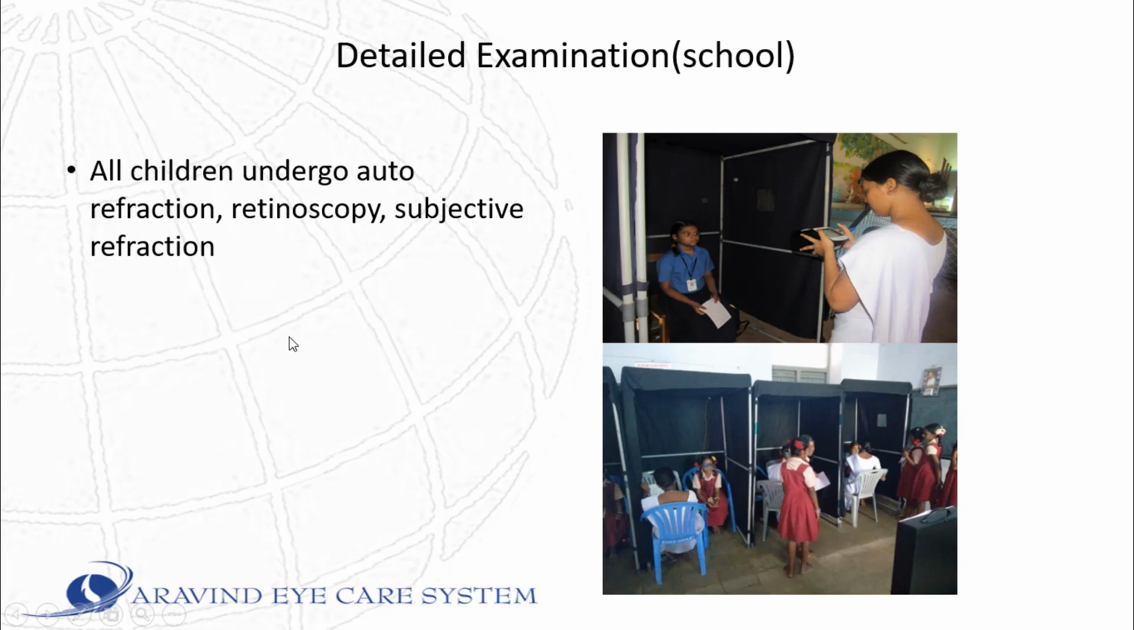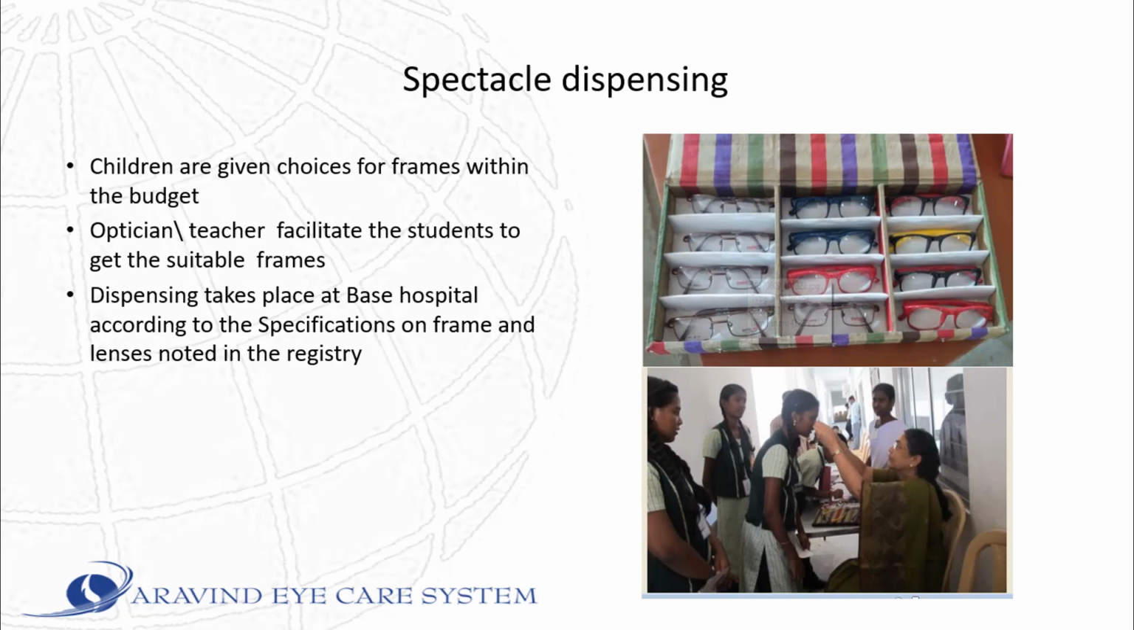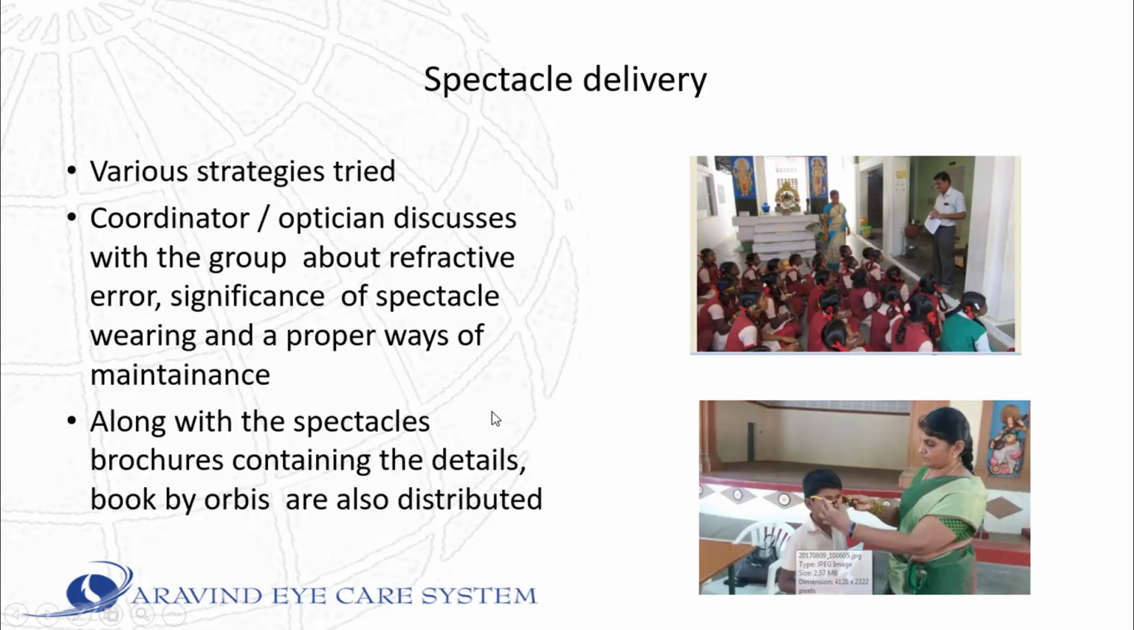All the selected children underwent autorefraction, retinoscopy and subjective refraction. In needed children, cycloplegic refraction was done. Here one more difference was that there was a lot of choice of frames within the budget. When they delivered the spectacles, the individual manager or vision screener went to the school. They held an awareness class among the children who needed glasses, and brochures were given to them with details about refractive error.